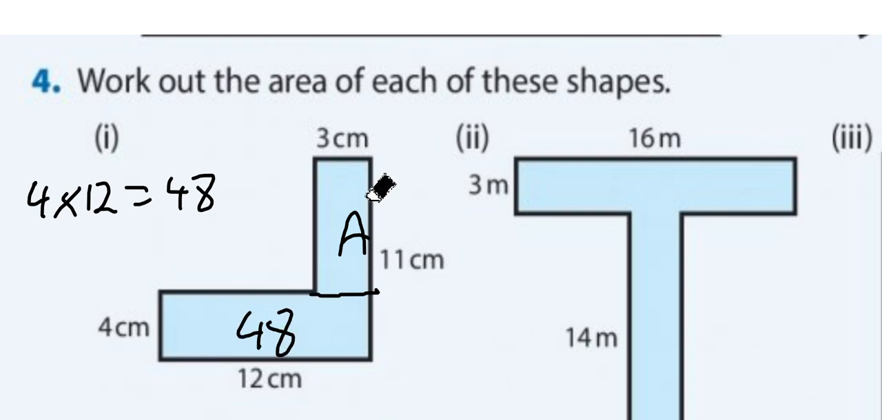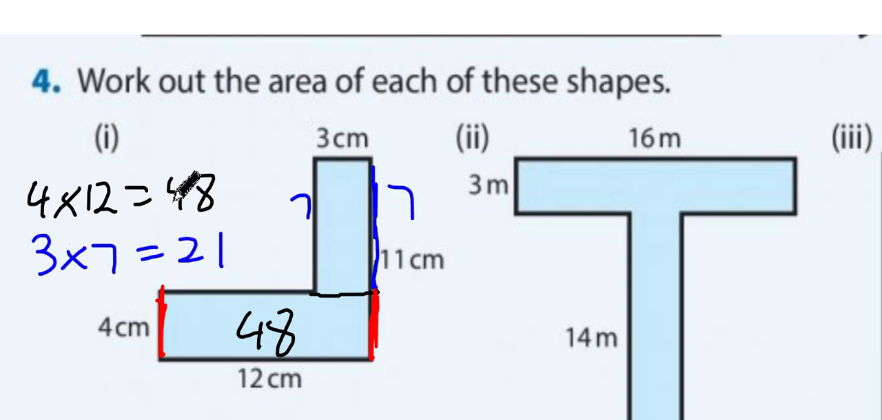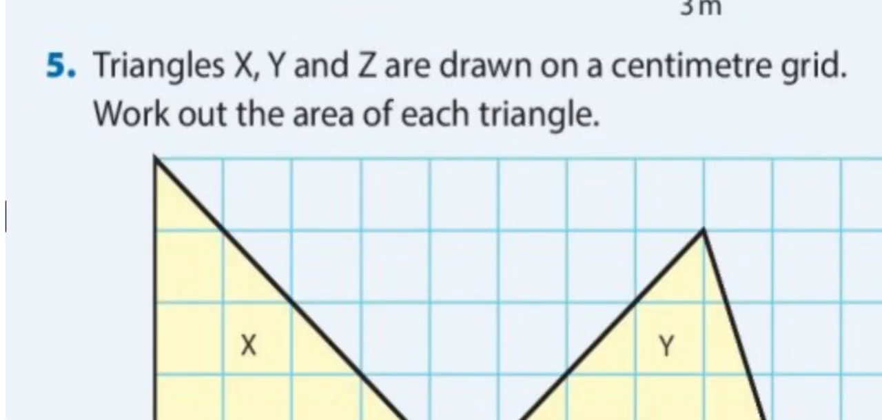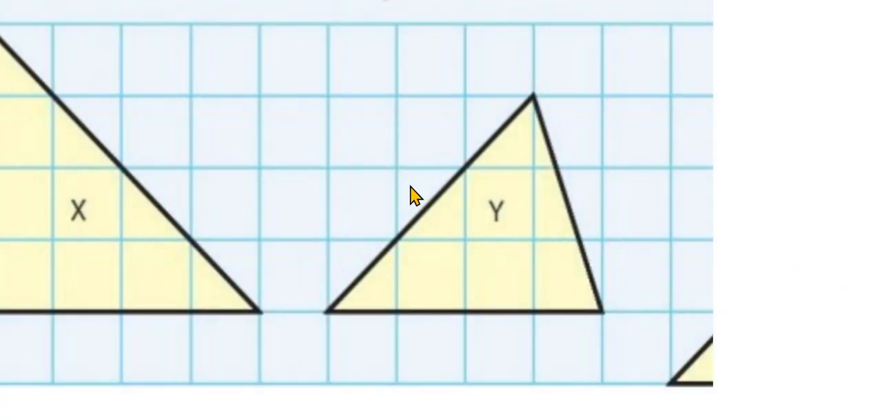And then I'm looking at this one. It's not 3 times 11. Why is it not 3 times 11? Because we have to take away 4 from the 11, and that leaves 7, doesn't it? 3 times 7? 48 plus 21? 69 centimeters squared. The first two parts of 5, okay?